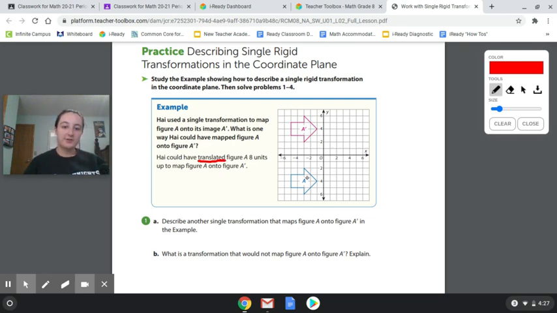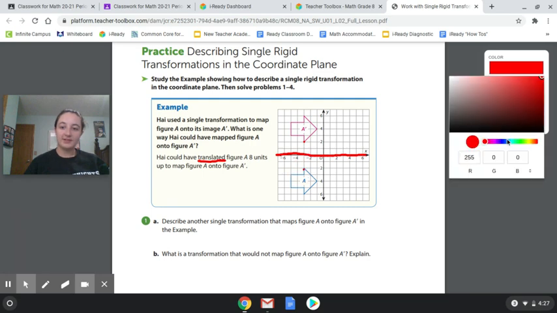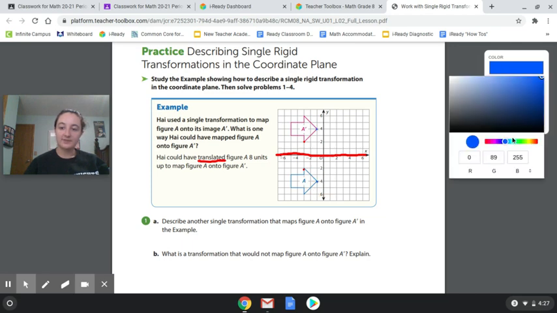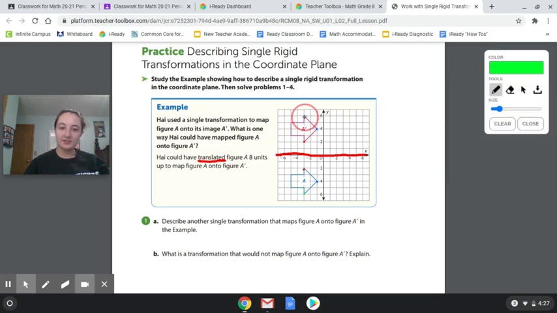So one way you can go from A to A prime is, if this is our line of reflection, we can see that this point is 2 away, just like this point is. Same thing for this point, it is 4 away, as is this one. And then this point is 6 away from the line of reflection, just like this one, etc. So we could do a reflection across the x-axis.